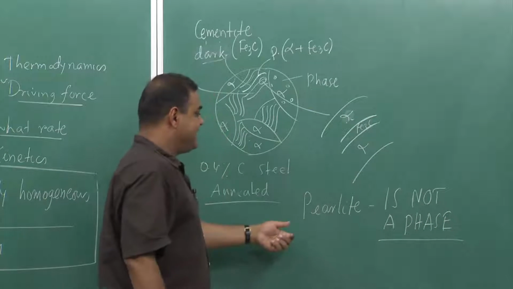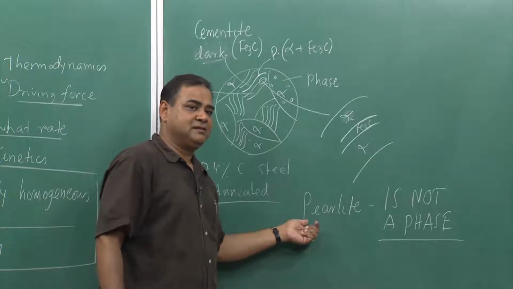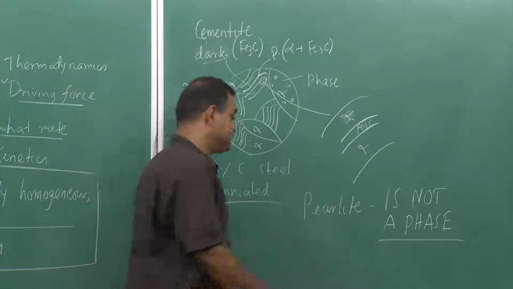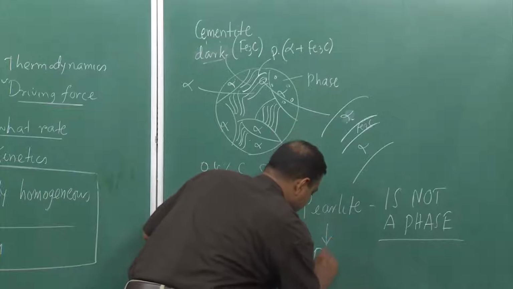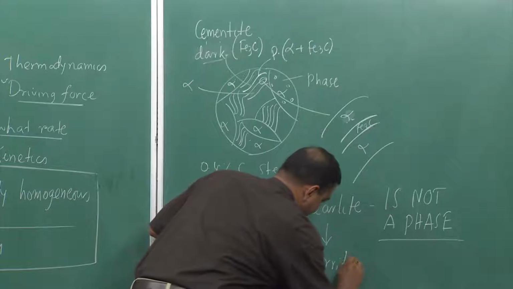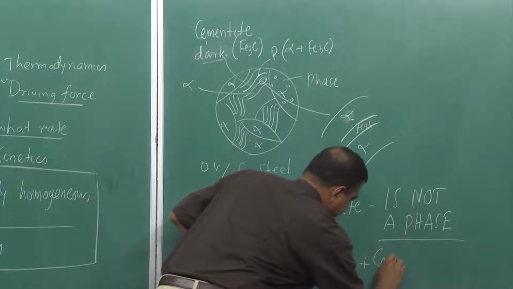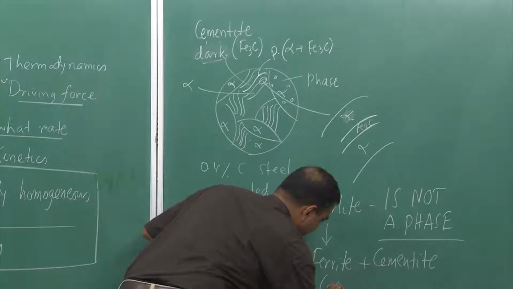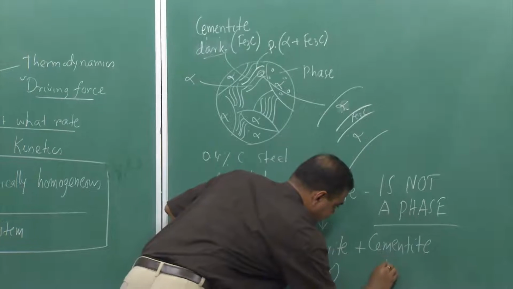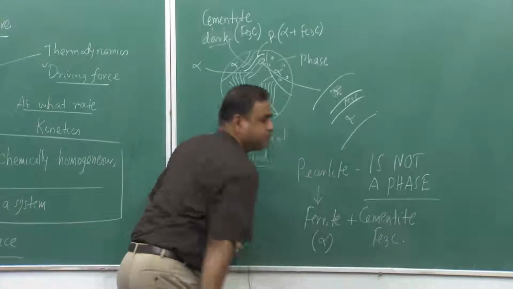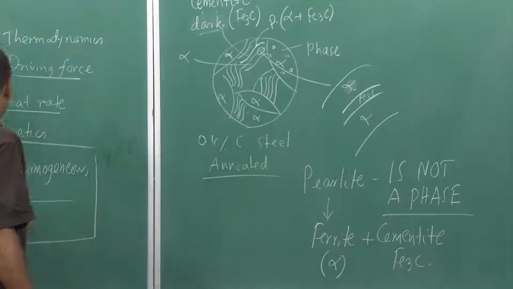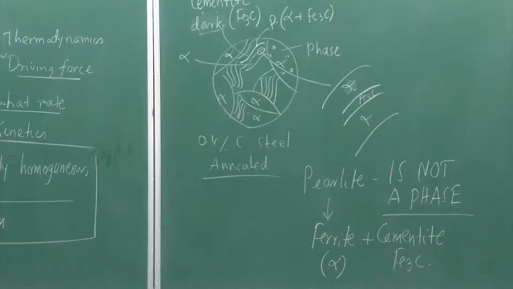because it is not a single distinct part, rather it has two distinct parts, and those two things are ferrite and cementite, and this ferrite is called alpha and cementite is Fe3C. So, it is a phase mixture. So, now we understand what a phase is.